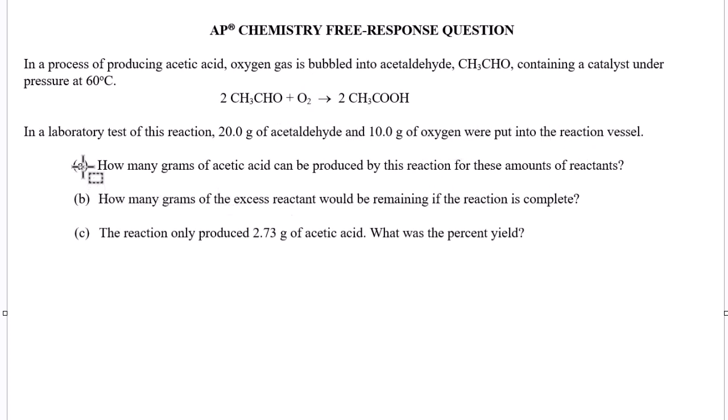Now, quickly scanning over A, B, and C, they want to know the grams of acetic acid product. They want to know the excess reactant, because we have 2 of them. And they also want to know the percent yield.